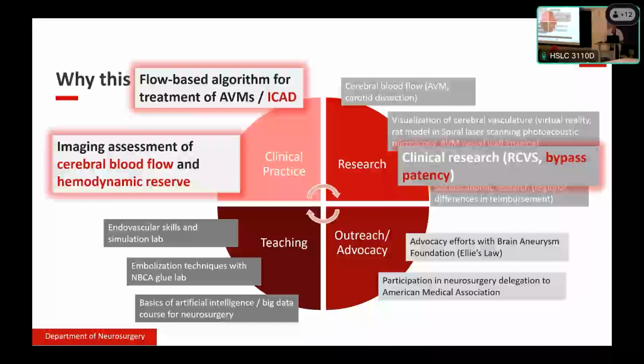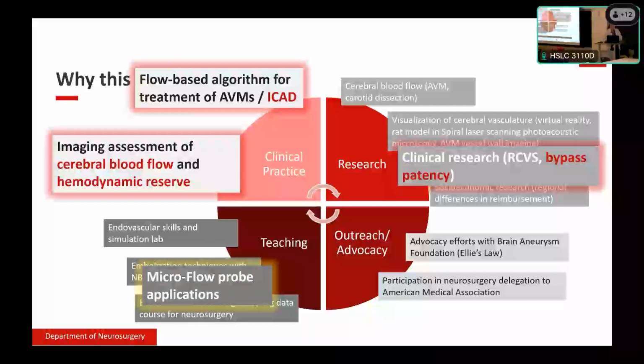But then also I thought that this was a nice opportunity to actually show you what the microflow probe is and how to use it, because now we do have that here at UW, and it's not just for me, it's for anybody that is interested in using it in their cases. So I thought I'd actually show you what that looks like and how it can be used and applied.